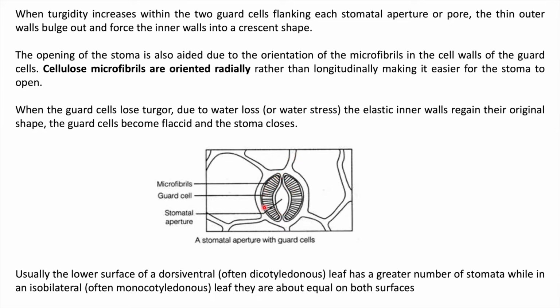So turgidity helps in opening of the stoma, and the radial orientation of microfibrils also helps in opening of the stoma. When there occurs loss of water, the guard cell regains its shape. It becomes flaccid and now the stoma will close. Generally in dicotyledonous plants, stomata are present on the lower surface in higher amount compared to the upper part of leaves, and in monocotyledonous plants, stomata are present on the upper and lower part in equal amount.